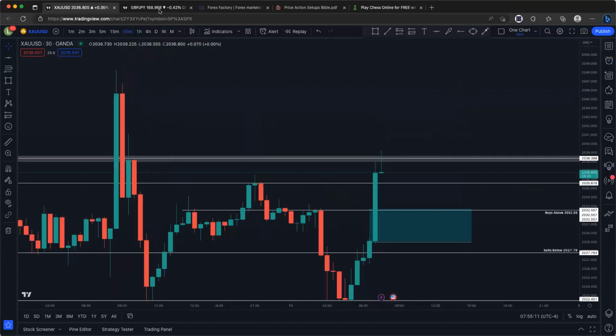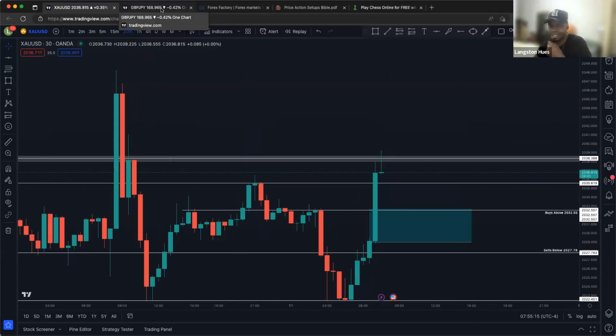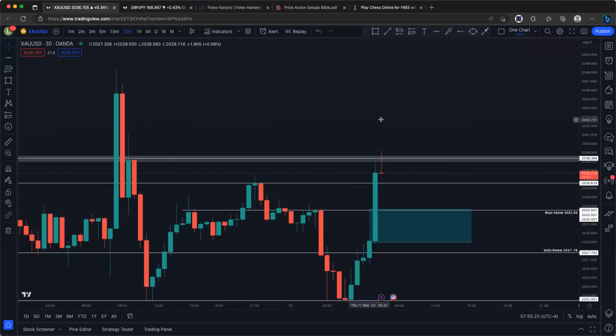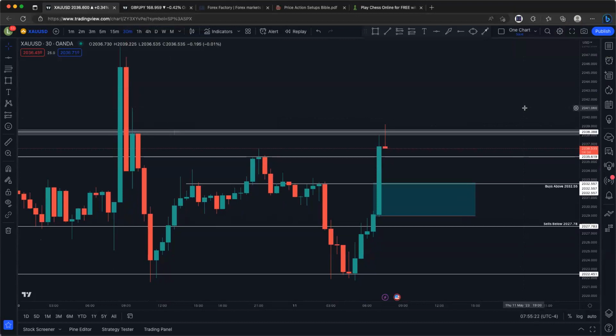I don't know, man. It seems like every candle has a top and bottom wick. It's like a conspiracy. I don't know, man. Something weird is going on.